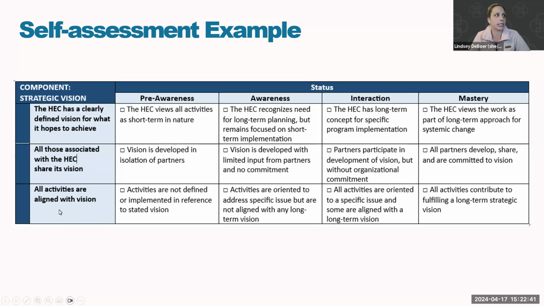For one down here, let's say, all activities are aligned with the vision. So pre-awareness might mean they're not defined or implemented in reference to the vision, whereas mastery would be all activities contribute to fulfilling a long-term strategic vision. So whoever you all decide is appropriate to complete this form and be a part of this conversation would take part in discussing this.